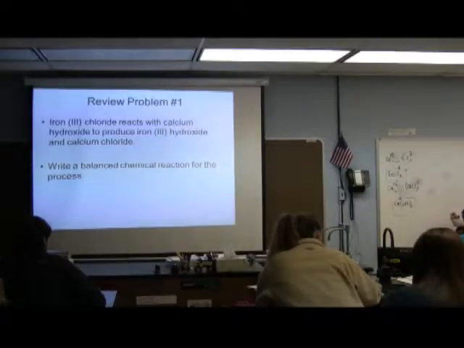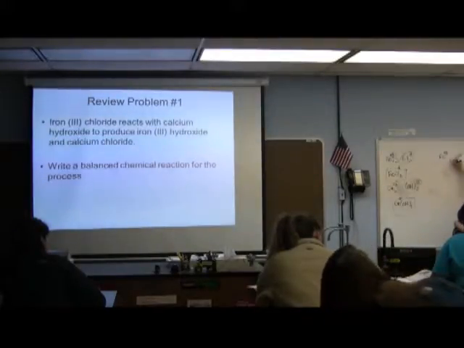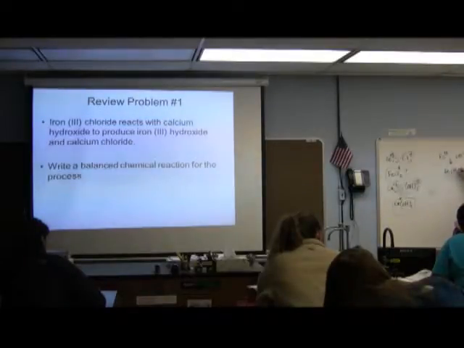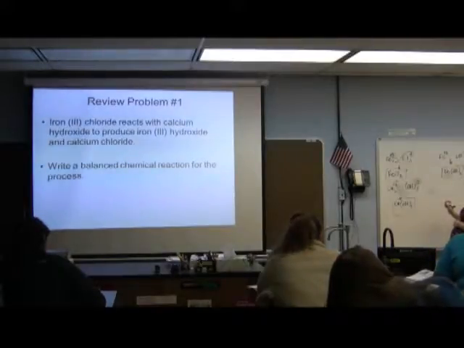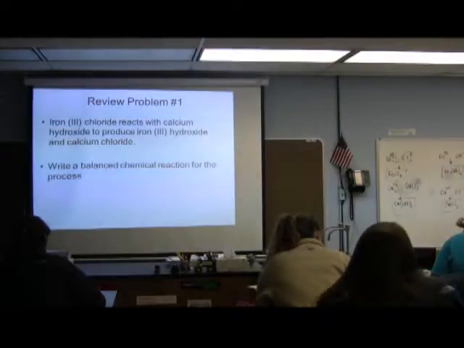And I tell you the products are iron 3 hydroxide. So Fe 3 plus and OH minus, what's the formula there? Fe(OH)3. Okay. And my other product is calcium chloride. So calcium 2 plus and Cl minus, so what's that? CaCl2. Right. If that right there was difficult for you, you need to practice writing formulas.